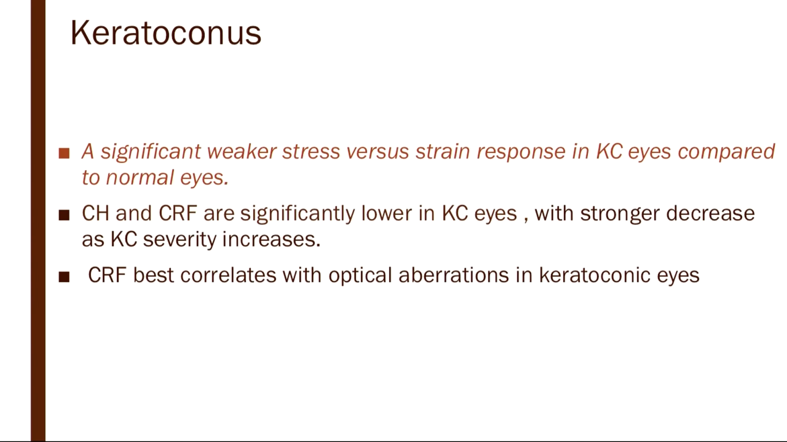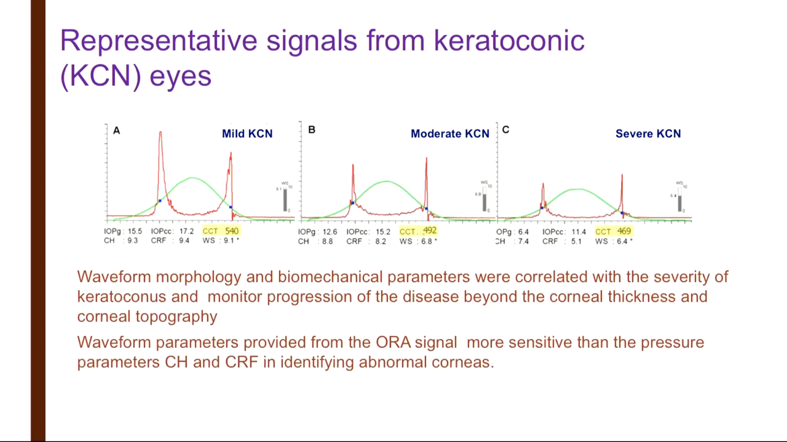Look at keratoconus. We know that there's a significantly weaker stress and strain response in keratoconic eyes compared to normal eyes. Corneal hysteresis and CRF are significantly lower in keratoconic eyes, with a stronger decrease as the severity of keratoconus increases. It has also been shown to correlate with the optical aberrations in the eye. Here is a representative example, where we can see how the signal amplitude has gone down along with the CH and the CRF in these patients.